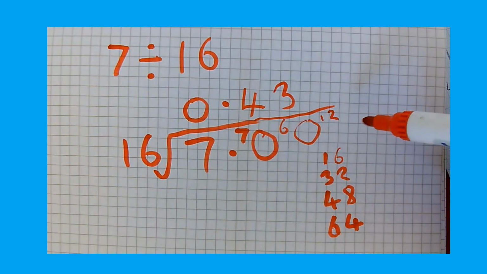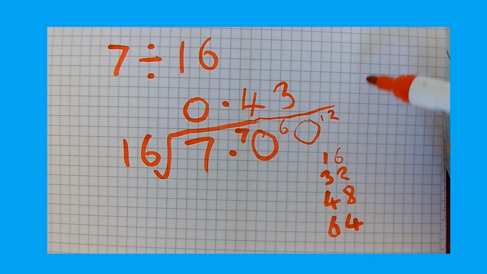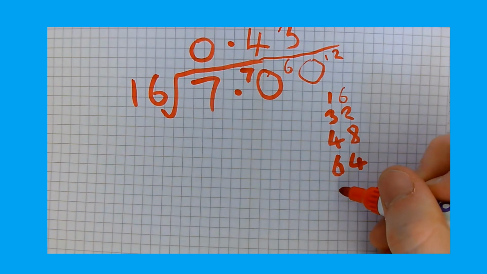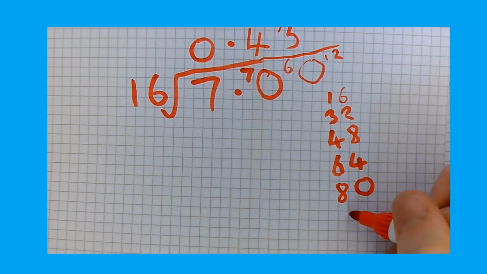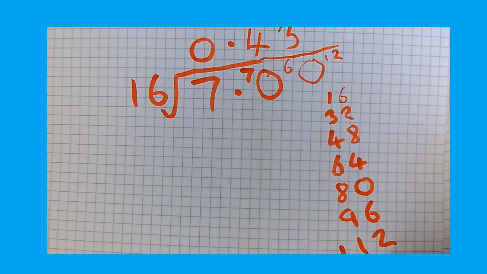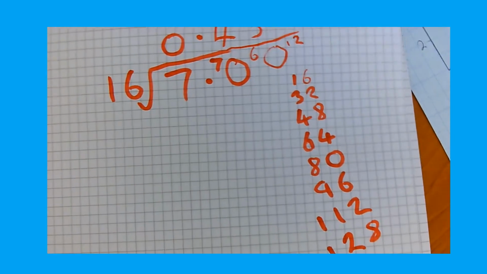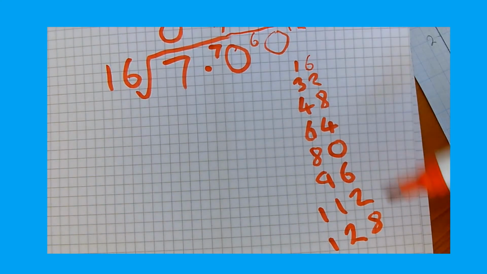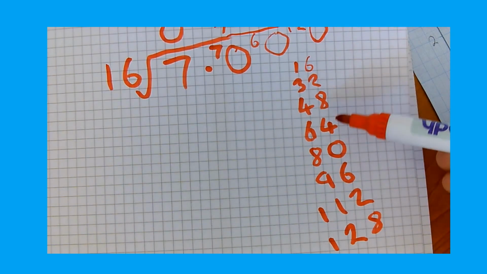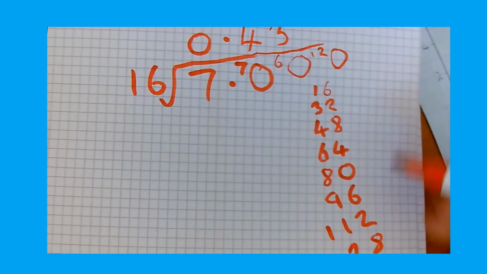How many 16s go into 120? So again, we can keep going down our list. Add 16 would be 112. Add 16 again would be 128. So we can see from my list that the 16s going into 120 would be 1, 2, 3, 4, 5, 6, 7. Remainder 8.